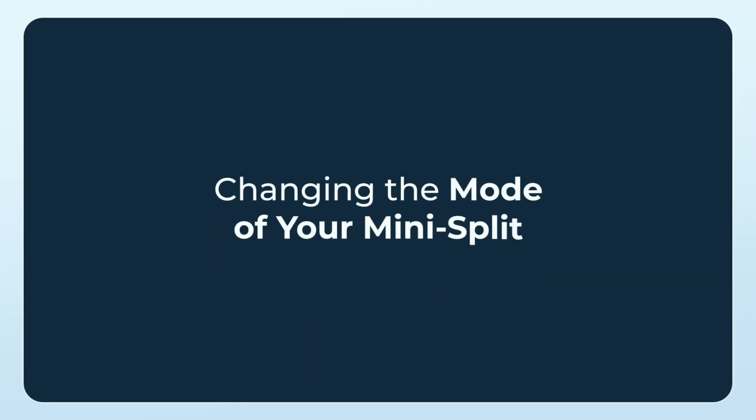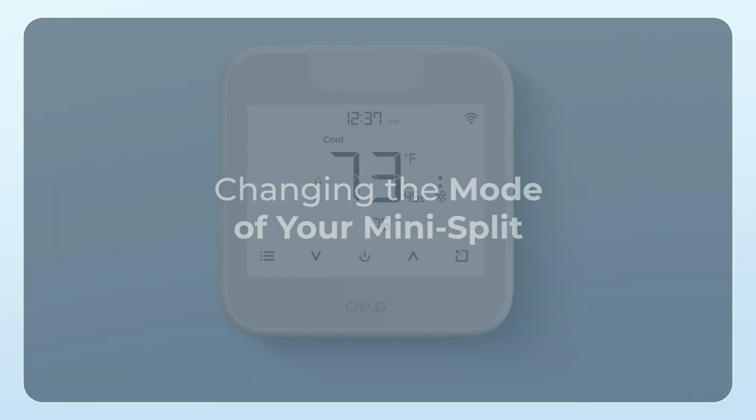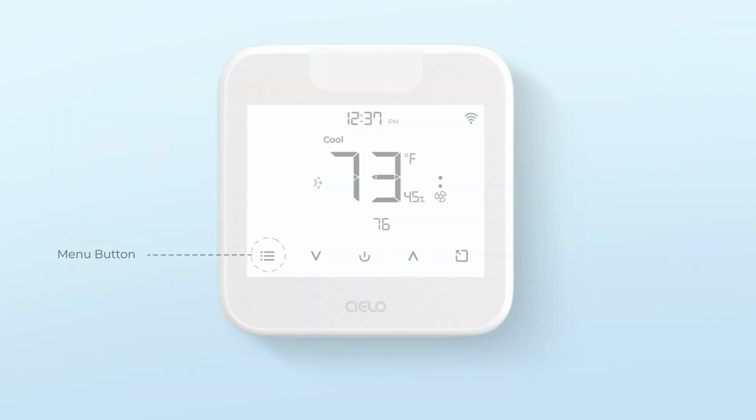Changing the mode of your mini split. To change the mode of your mini split, touch the menu button once. The mode will start blinking. Use the up or down button to select the desired mode. Wait a few seconds for the selected mode icon to stop blinking, and it will be set.